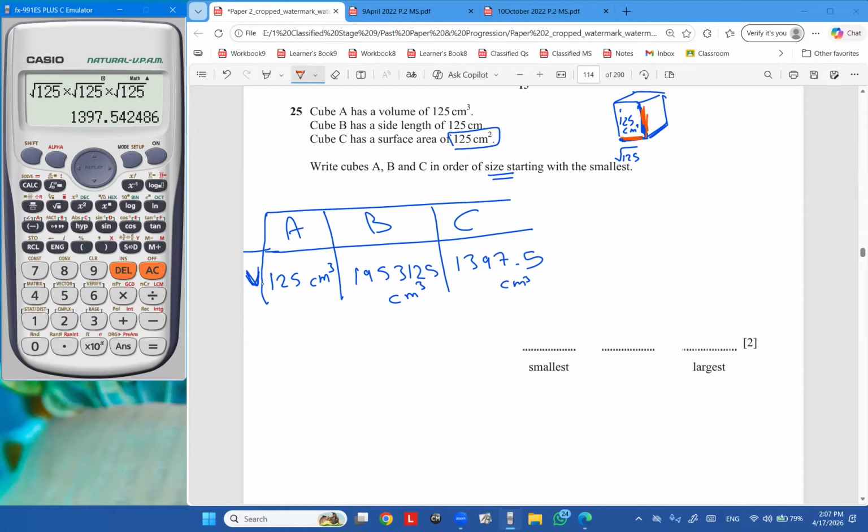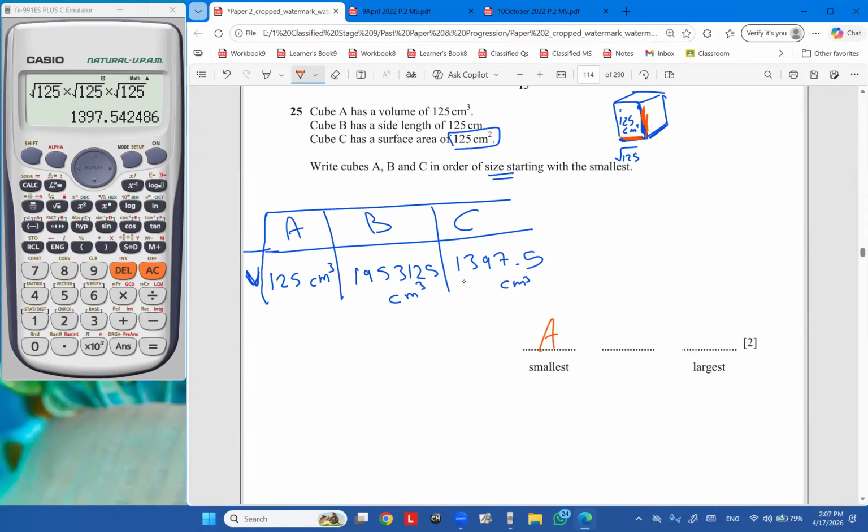Okay, so now arranging them from smallest, you're going to find that the smallest of them all is A, then larger than A is C, and the largest of them all is B.